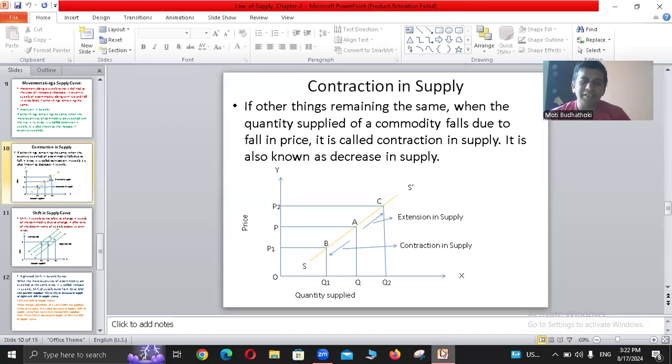Similarly, in case of lowering price, if the price decreases from OP to OP1, in such a case the quantity supplied of that commodity is OQ1. At that time, the point moves from A to B, where the supply of goods is at a lower limit. So it is known as contraction in supply.